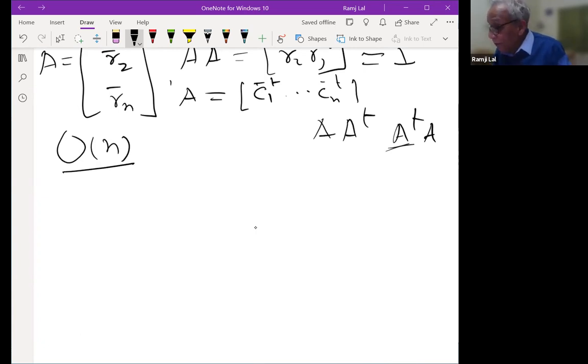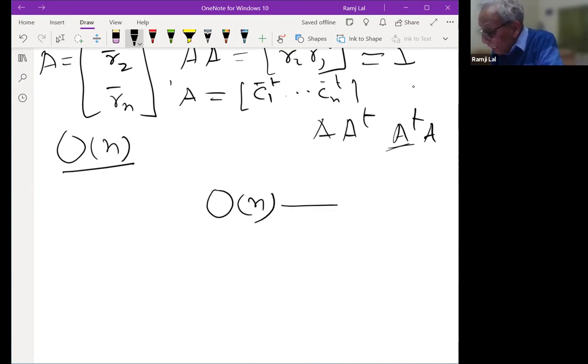Let me say something more about the orthogonal group first. Just as in the GL(n) case, what are the properties of this orthogonal group? That is what we want to study first. So what is the orthogonal group? The orthogonal group is the group of orthogonal matrices where A A transpose is identity.